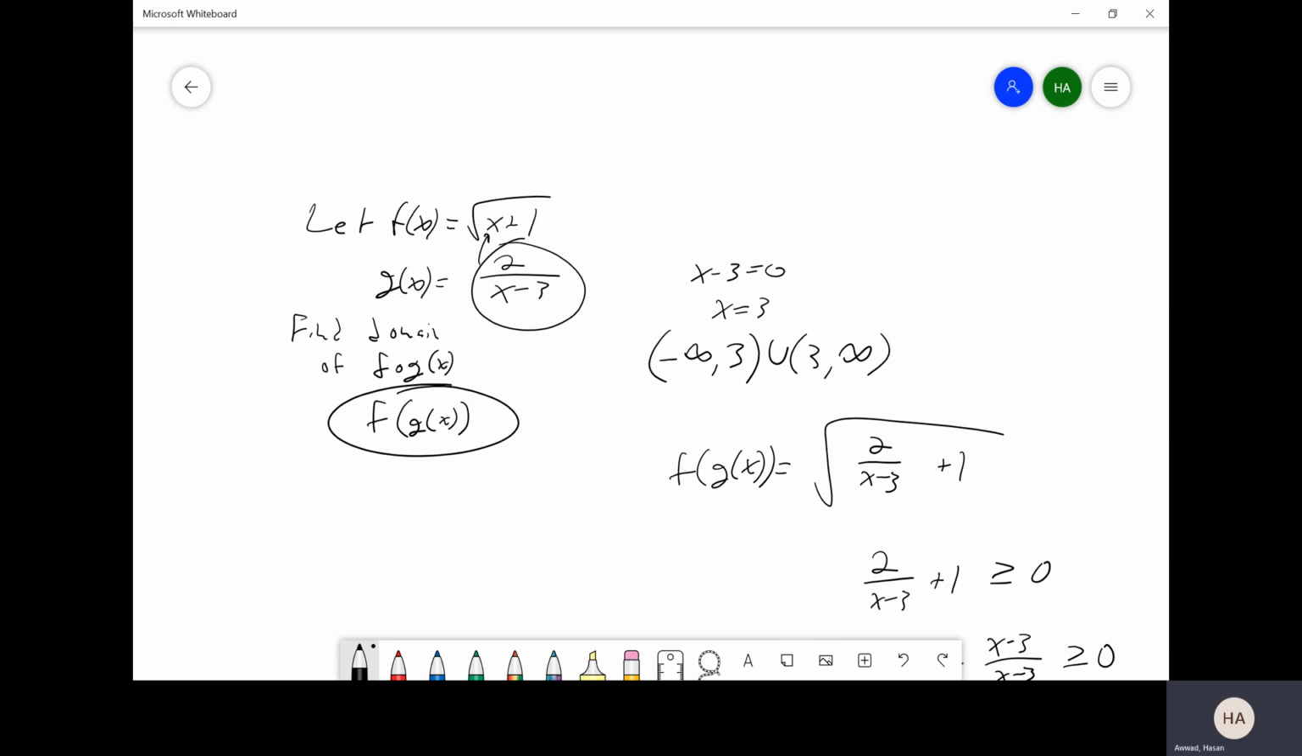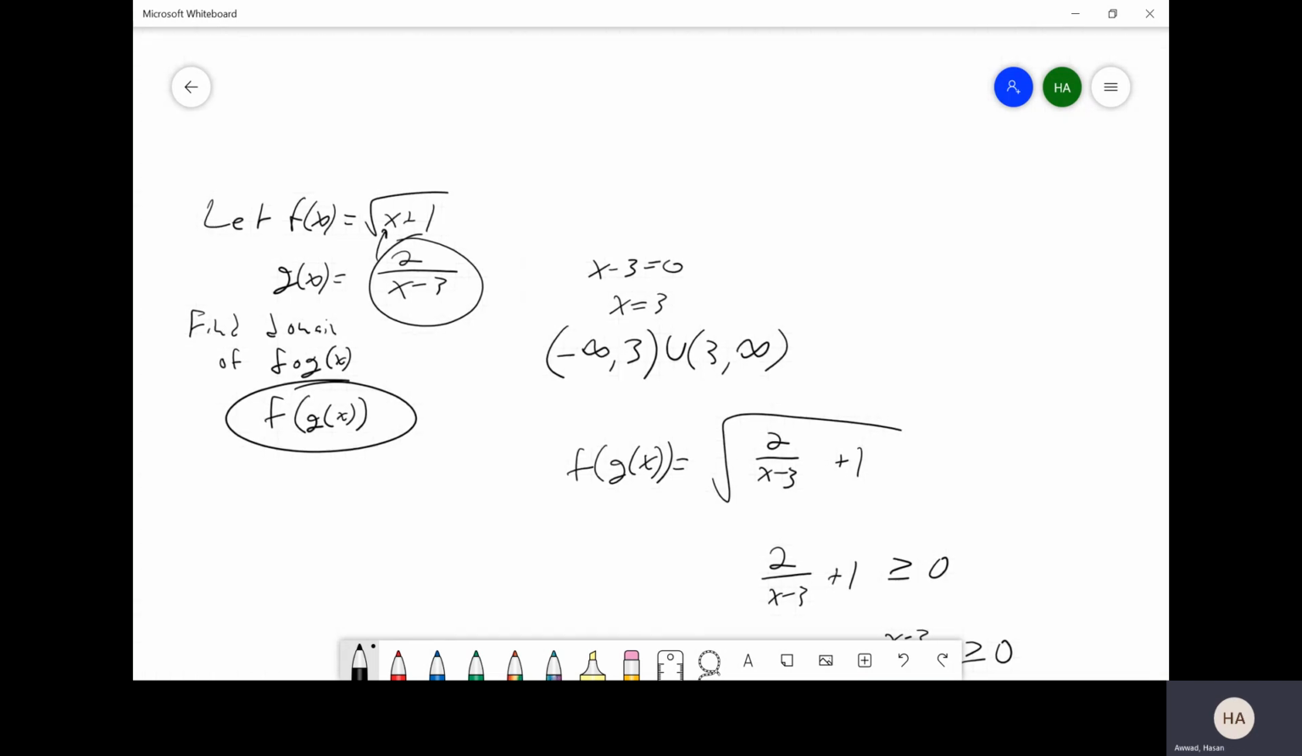To do that, your first step always is to find the domain of your inner function. In this case, g of x was our inner function. We found its domain, which is this circled piece right here. We found that by setting the denominator equal to 0 so we could find that problem point. So we found the domain of the inner function.